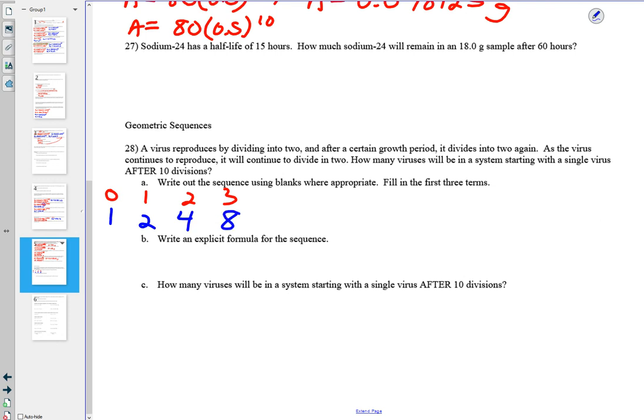So now write an explicit formula for the sequence. Okay, so the amount of virus after the number of splits is equal to. If you want to use 1, let's see if you learned anything from yesterday, because you did the same thing at the beginning. If you want to use 1 as your original amount, how would you compensate? What would be the trade-off you would do if you want to use that 1?